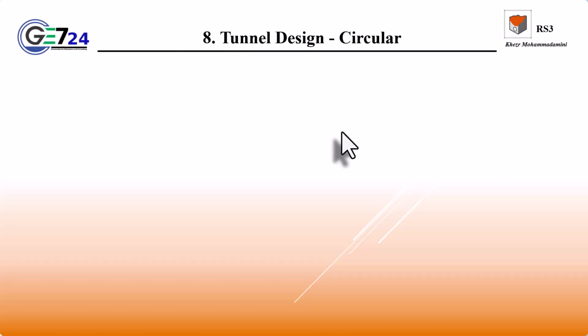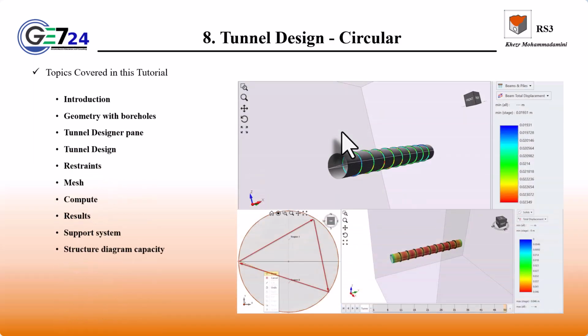about the structure diagram capacity to check the design for initial and final support system. In chapter 8, we have tunnel design for circular, it means mechanized tunneling.